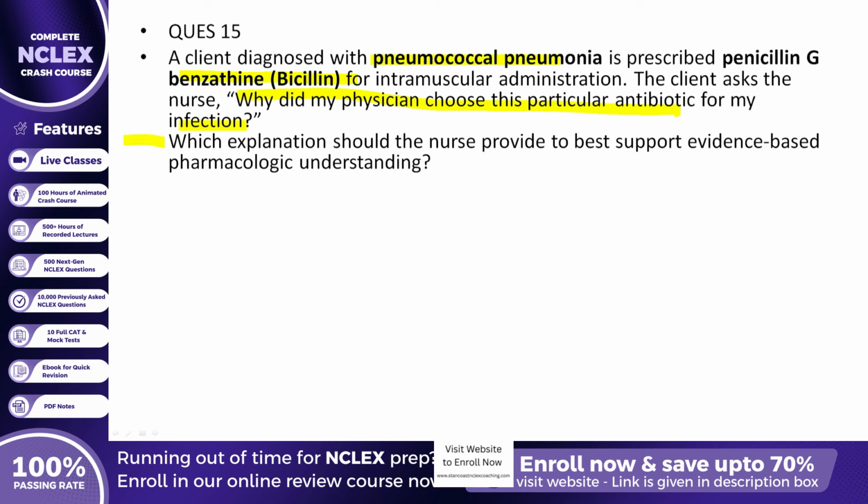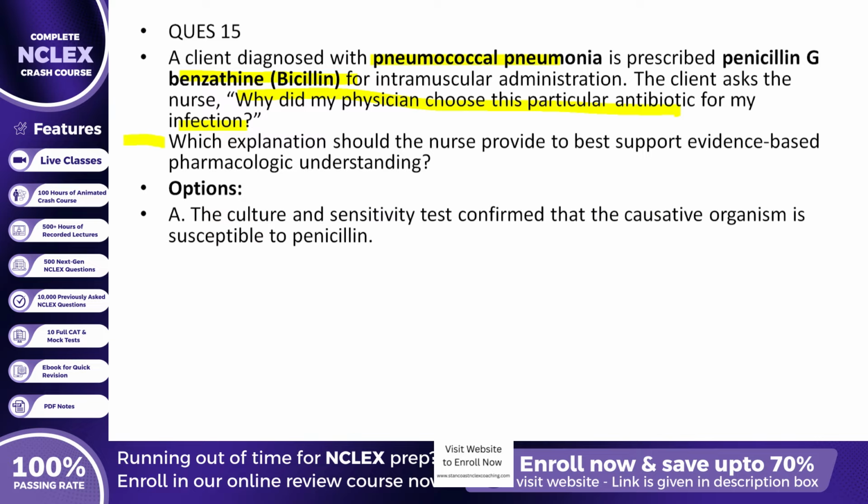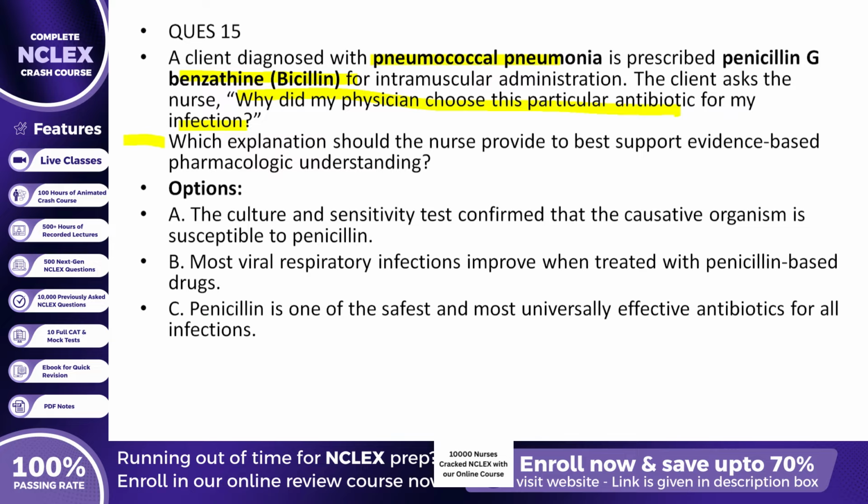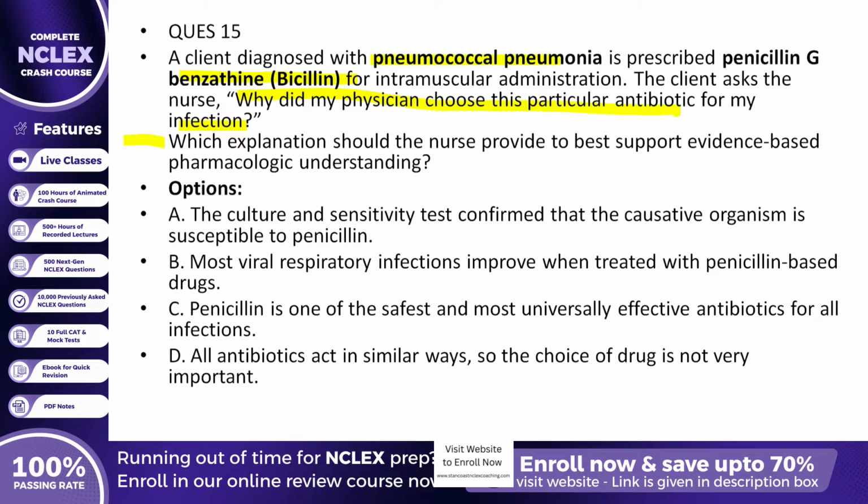Option A states, "The culture and sensitivity test confirmed that the causative organism is susceptible to penicillin." Option B says, "Most viral respiratory infections improve when treated with penicillin-based drugs." Option C explains, "Penicillin is one of the safest and most universally effective antibiotics for all infections." And option D suggests, "All antibiotics act in similar ways, so the choice of drug is not very important."